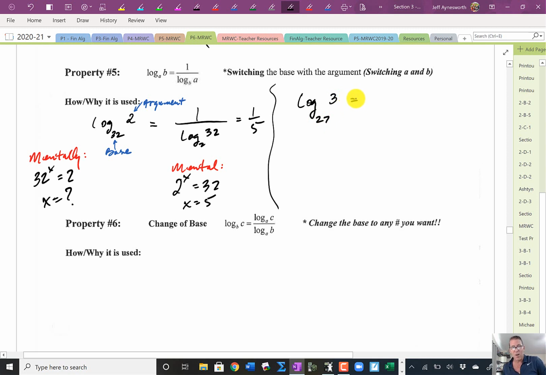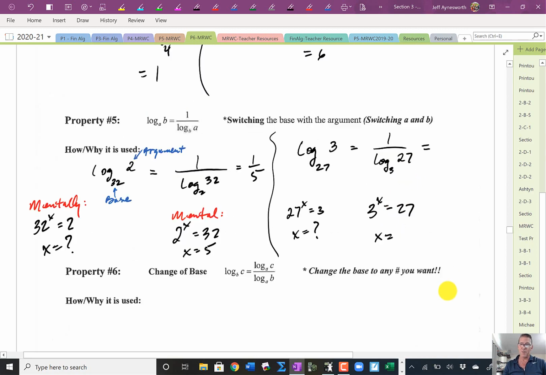And again, this is hard for some people because you have to think, 27 to what power gives you 3. And that's, what is x equal to? And again, that might be tough. So what you do is you rewrite it. 1 divided by log base 3 of 27. And this is a whole lot easier. So instead of thinking 27 to a power, you think 3 to what power is 27. And this, my friends, is easy for most people.